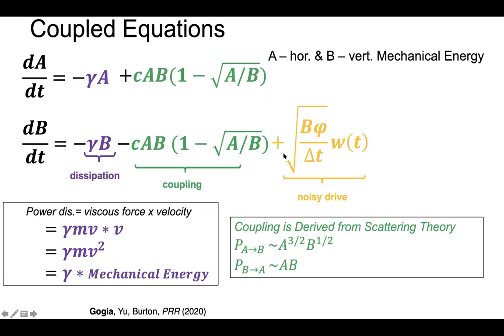And finally, we have noise driving, which is very similar to conventional demographic noise in predator-prey systems. This is due to stochastic effects of birth and death rates. However, here it's just to simulate the vertical oscillations. And it scales with the square root of B, which is the velocity roughly, and is multiplied by power phi.